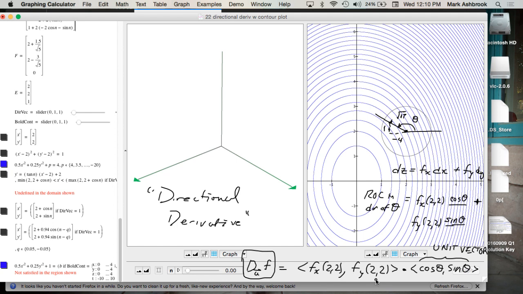So this right here, this vector of the partial derivatives, so you take the partial derivative with respect to x, take the partial derivative with respect to y, put it into a vector, that's called the gradient. The gradient vector. It's the vector of the partial derivatives. When you take the dot product of the gradient and the unit vector indicating direction, you get the rate of change at the point that you're at in the direction of that unit vector.